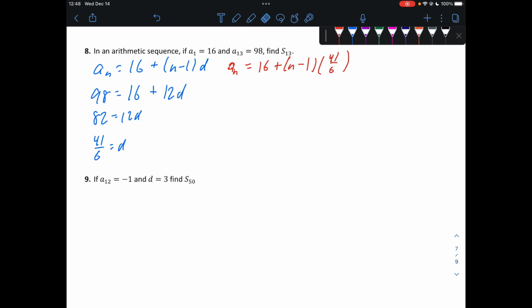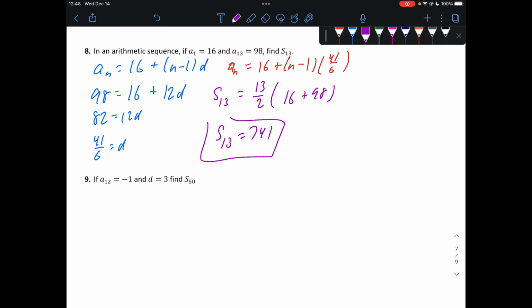So now we're going to go ahead and find the sum of the first 13 terms. So s sub 13 would equal 13 over 2 times the first term plus the last term. Let's see if we can put this in our calculators. 13 over 2 times 114 equals 741. I guess all this work was actually unnecessary here. We didn't need to find the nth term, the explicit formula at all, so could have just jumped right to here. But that's okay, extra practice.